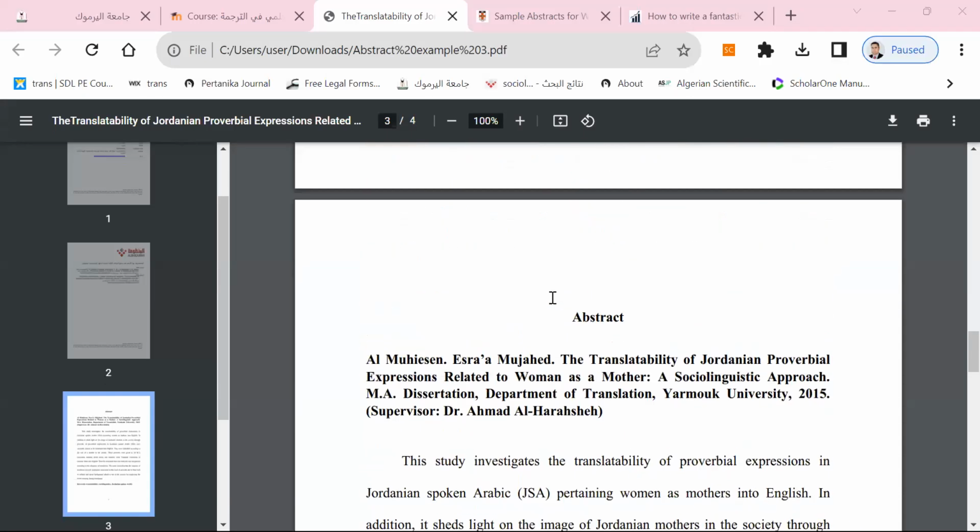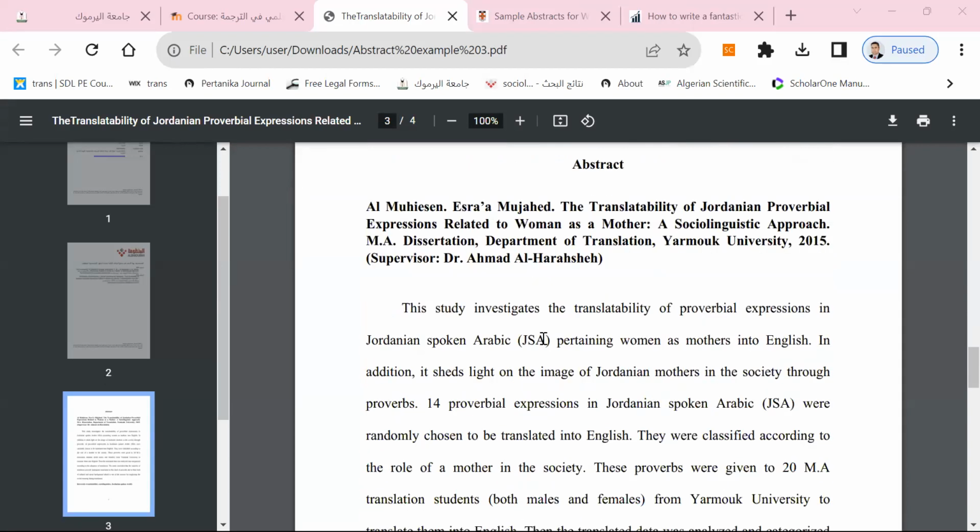Now, look at this example. This is a real example here. And you should write the abstract like this. Be careful, guys. So this is the outline of the format that we write our thesis, our abstracts in the future, inshallah. Al-Muhaysin, the family name, first and second name. Al-Muhaysin Isra al-Mujahid, for example. Okay. The title of the thesis: the translatability of Jordanian proverbial expressions related to women as a mother, a sociolinguistic approach. This is the title of the study.